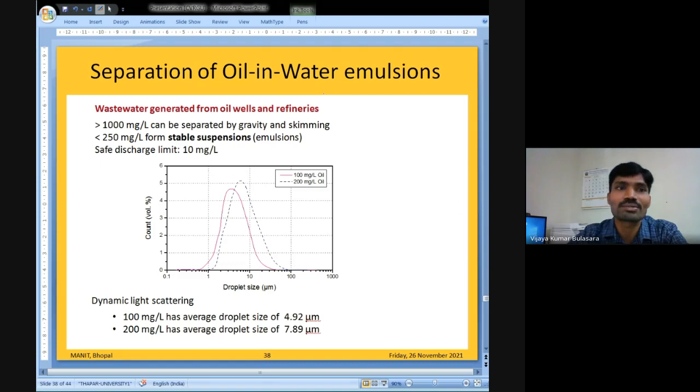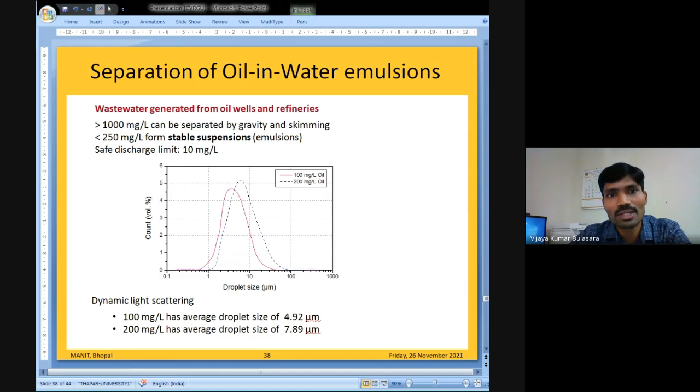Similarly, we used the same membrane for separation of oil water emulsions. The main source of oil water emulsions is the wastewater generated from oil wells and petroleum refineries. Generally, they come at very high concentrations. If the concentration is very high, more than 1000 ppm, then they can be separated easily by gravity or other skimming processes. However, after this stage of gravity separation and skimming, there will still be some oil left in the water, at low concentration. Under low concentrations, the solution is very stable.